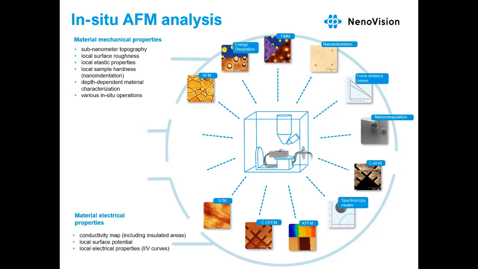We can also nicely measure the electrical properties, and we are bringing the possibility to measure conductive maps, also only with NenoVision, measuring on insulated areas. We can measure the local surface potential and IV curves. So here you see techniques like CAFM, KPFM, or even STM.